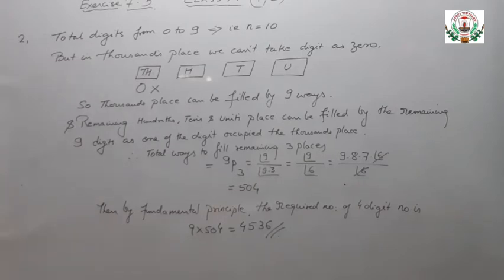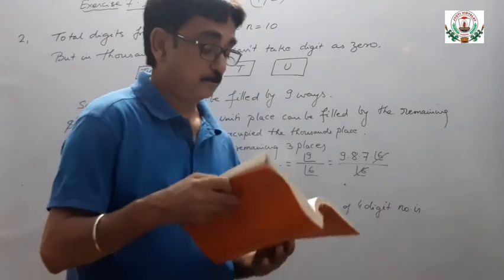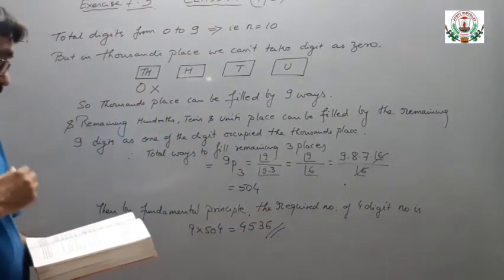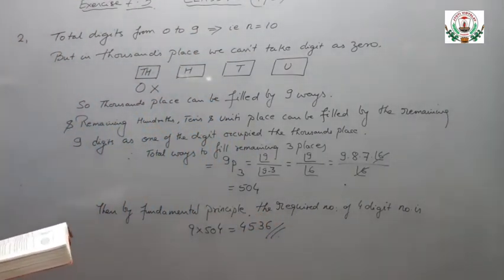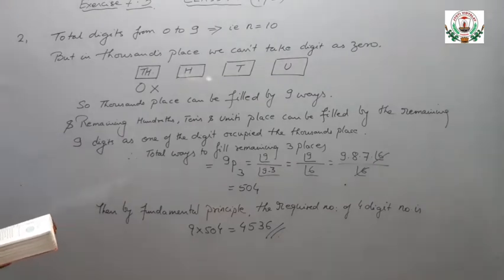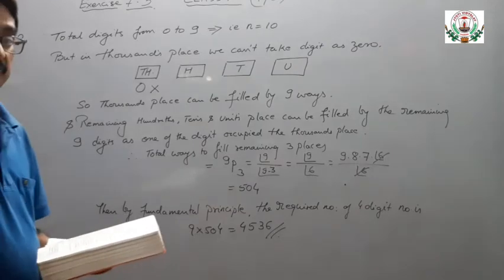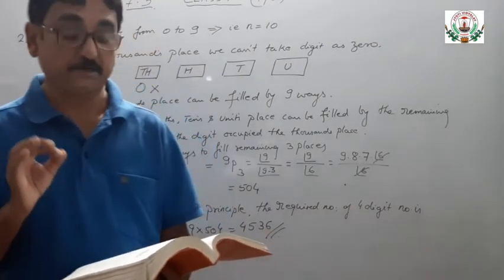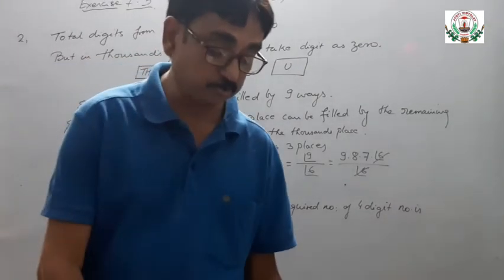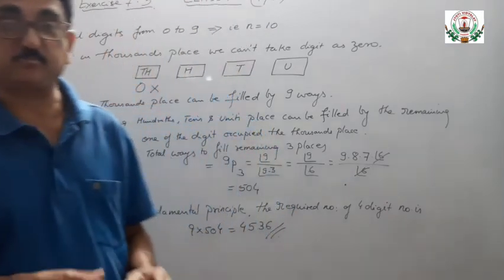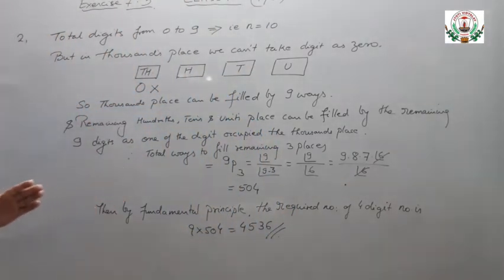Now question number 2 of exercise 7.3. How many 4-digit numbers are there with no digit repeated? It means we have to make a 4-digit number in which no digit should repeat.